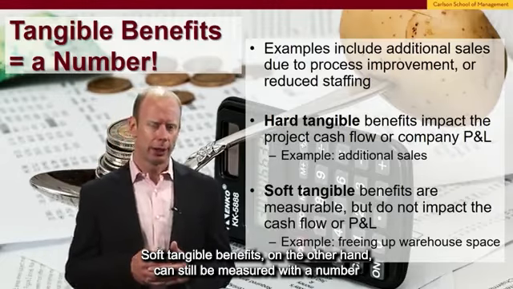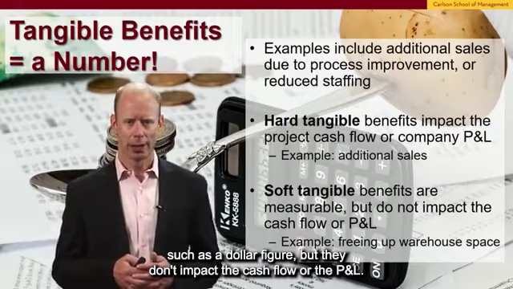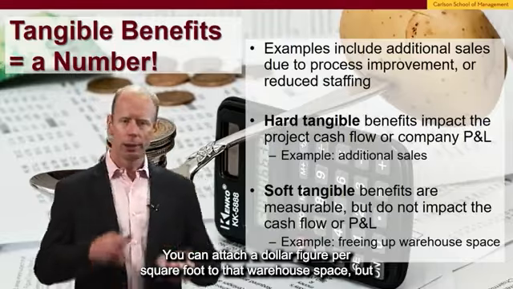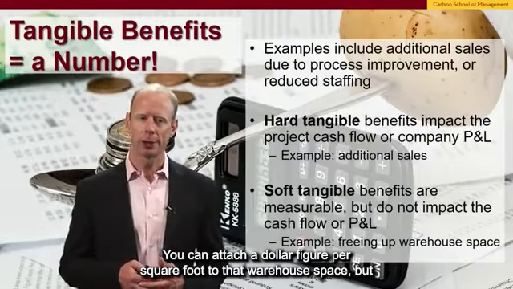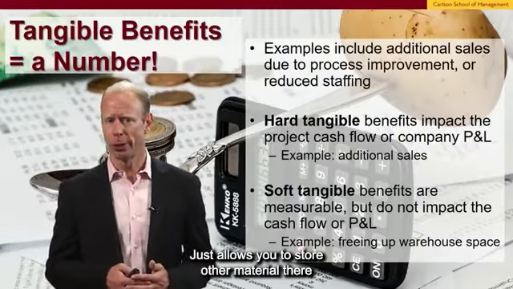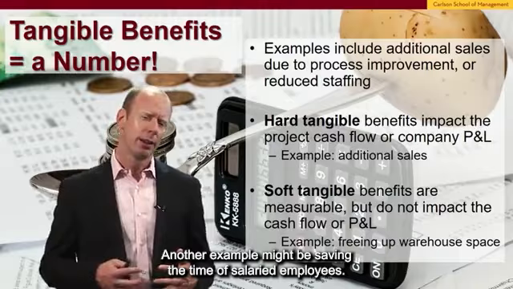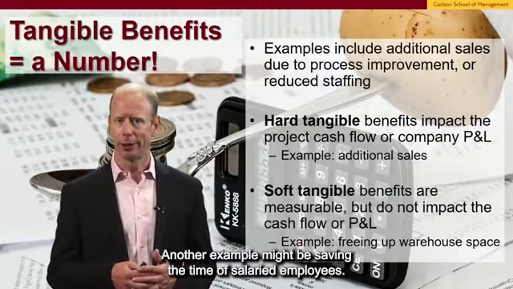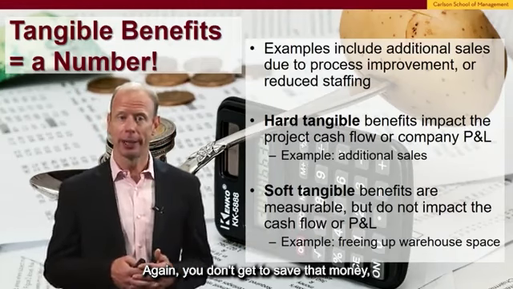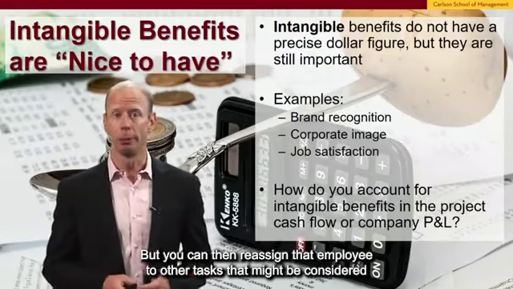Soft tangible benefits, on the other hand, can still be measured with a number, such as a dollar figure, but they don't impact the cash flow or the P&L. Examples of these might be things like freeing up warehouse space. You can attach a dollar figure per square foot to that warehouse space, but freeing up that warehouse space doesn't necessarily impact your P&L, just allows you to store other material there that you would otherwise have to store in another place. Another example might be saving the time of salaried employees. Again, you don't get to save that money. It doesn't flow through to the bottom line, but you can then reassign that employee to other tasks that might be considered more productive.